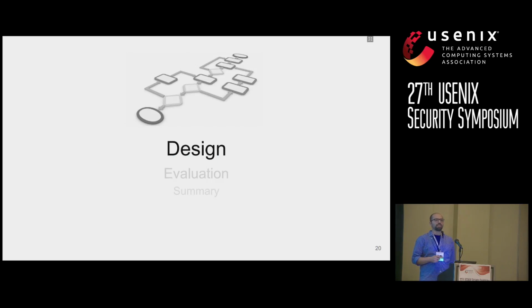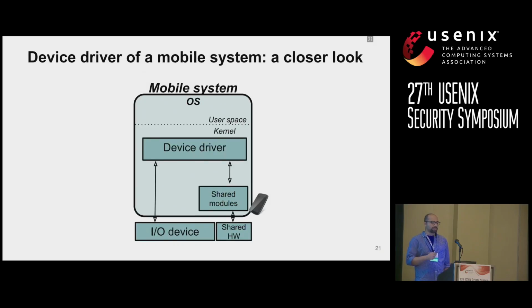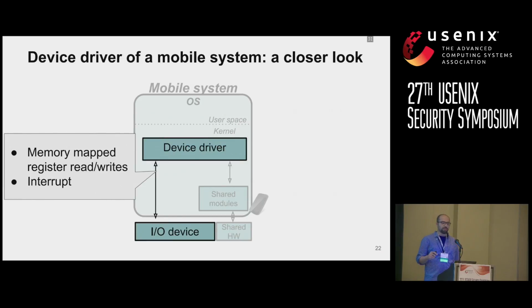Let's see how we design the system to implement this idea. First, before going to the implementation of our system, let's have a closer look at the device driver of a mobile system. The driver is running within the kernel of the mobile system and interacts with the device in several ways. One of them is memory-mapped register reads and writes to control registers of a device. If an event happens and the device wants to notify the driver, it will use an interrupt.